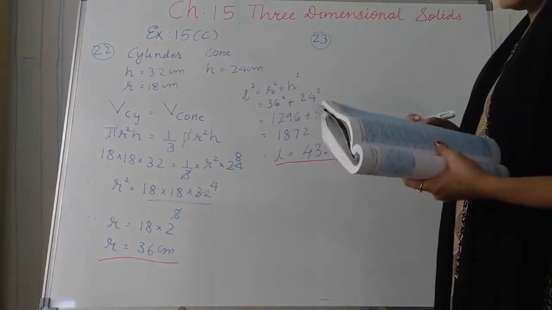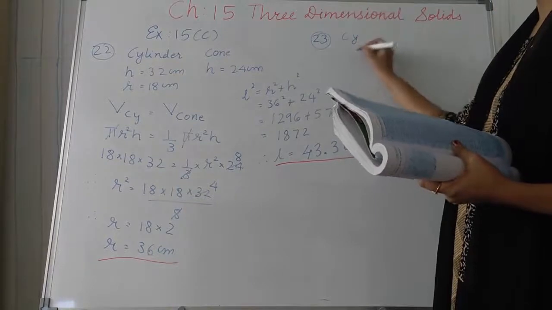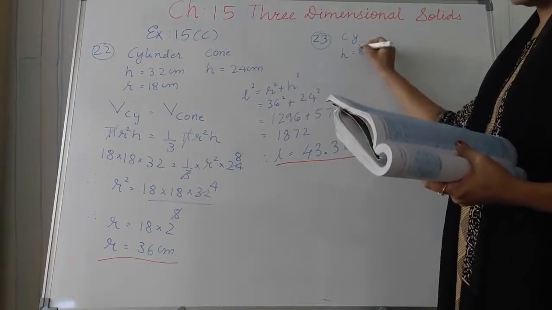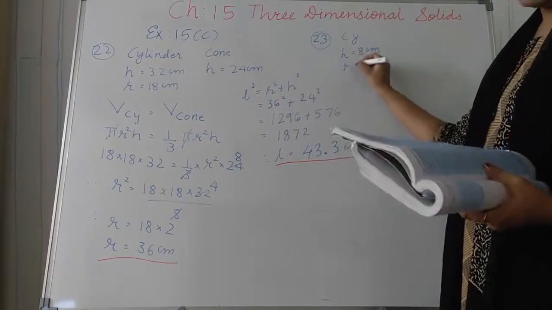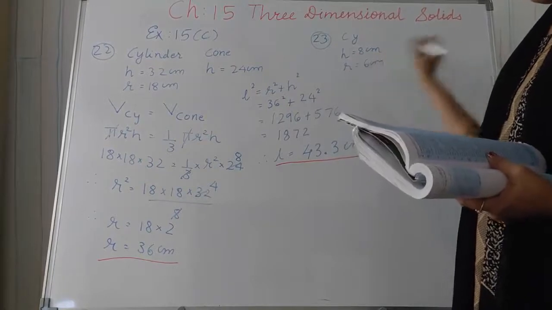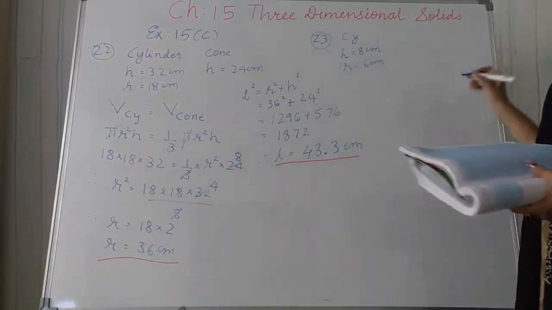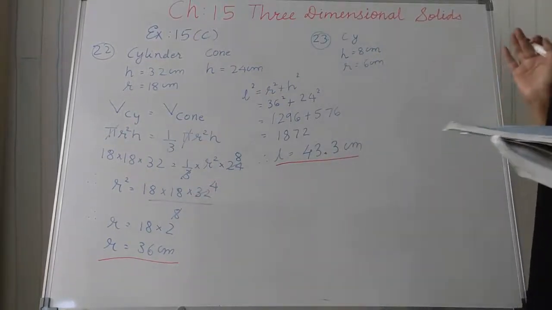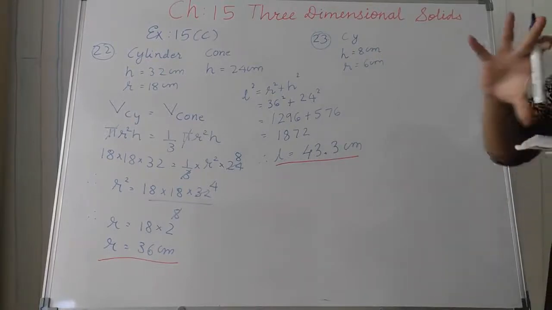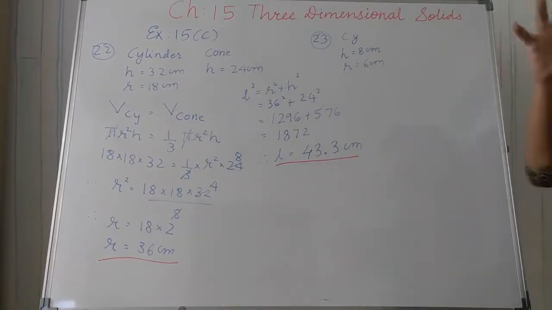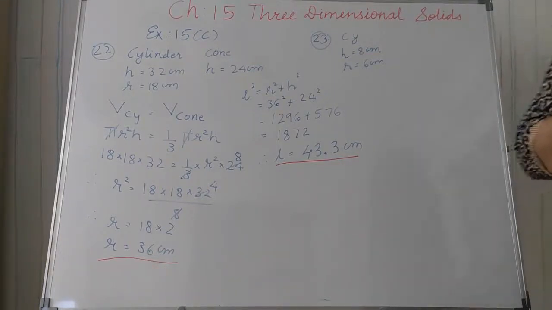We are given a cylinder, so I am writing cylinder here. Height of it is 8 centimeter and radius is given 6 centimeter. Also the same height and same radius. We need to cut the hollowed out, means we have to cut a cone shape from it. So we have to find the remaining volume.